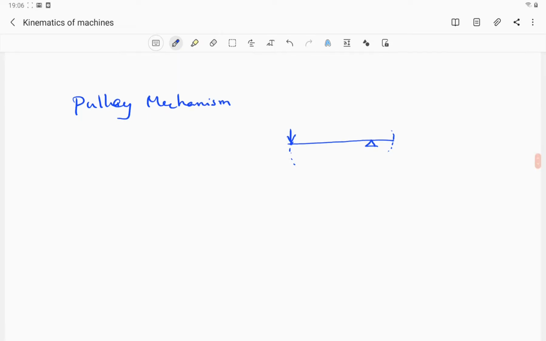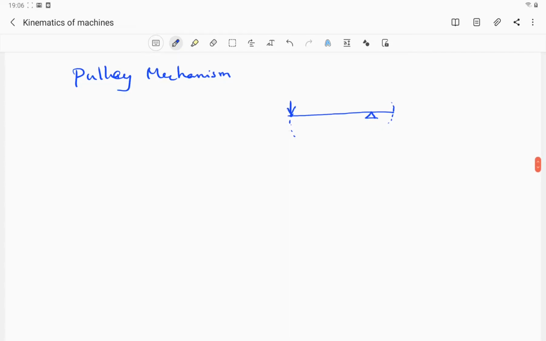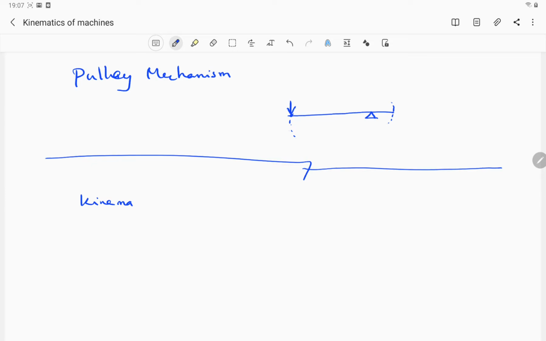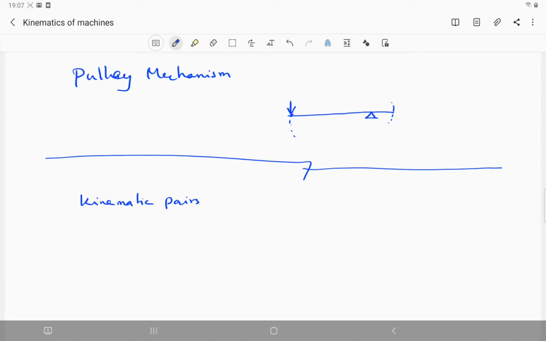Okay, last time we discussed what a mechanism is. So it's a collection of bodies which are combined in a certain way to give an output motion, right? Now, how are they combined? What are the possible ways they can be combined? The nature of combining two bodies is known as kinematic pairs. There are different types of kinematic pairs, and that's what we are going to see in this video.